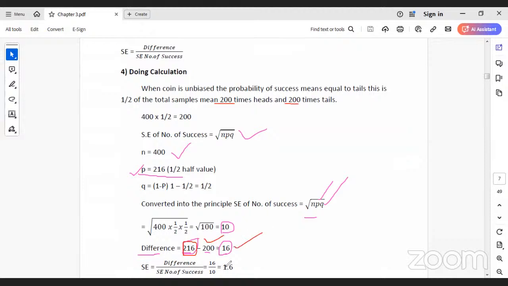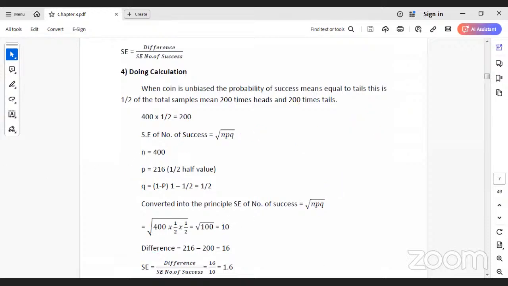So standard error is equal to difference divided by standard error of number of success. That is 16 divided by 10, which equals 1.6. This is the calculated value. We have done the calculations, so that is the calculated value.